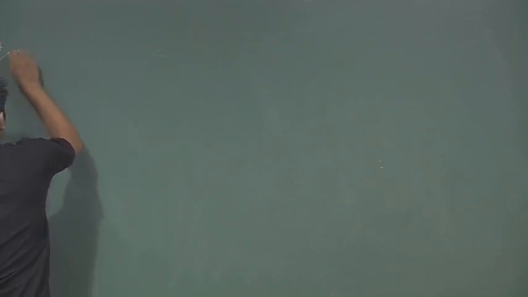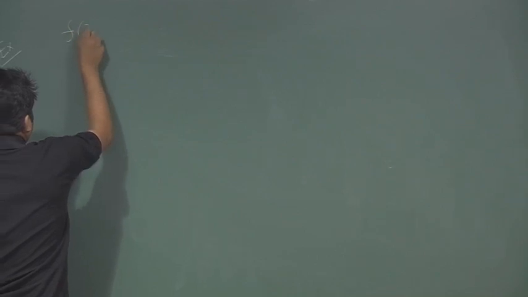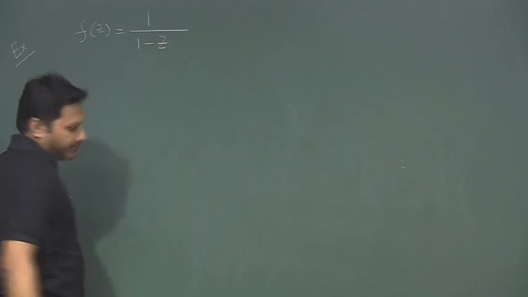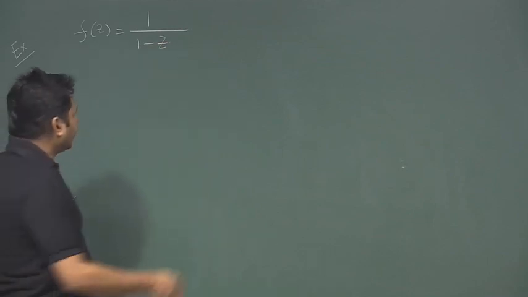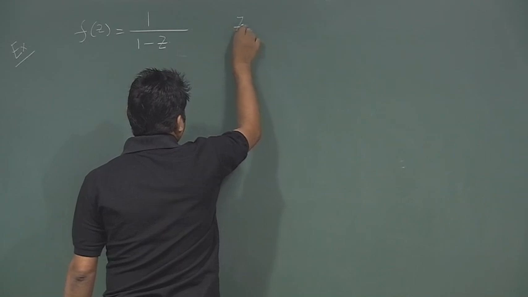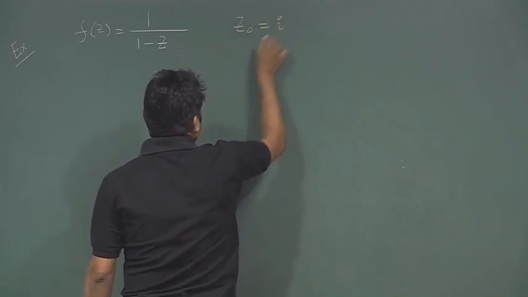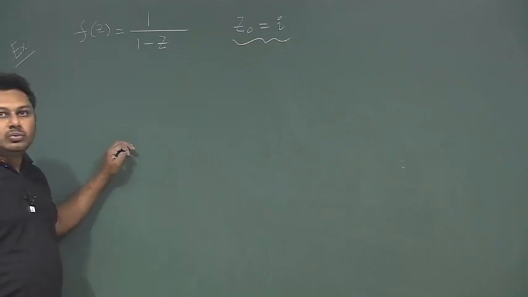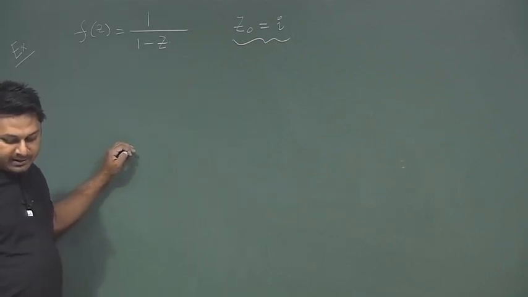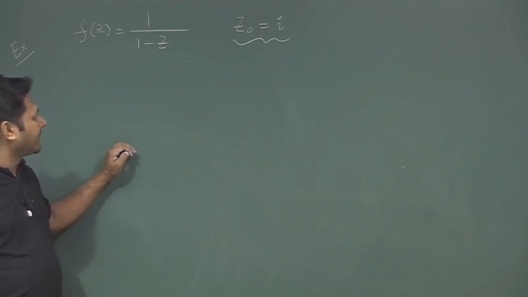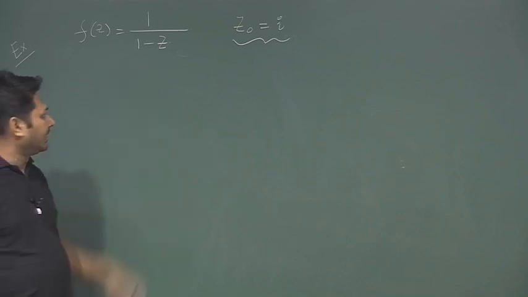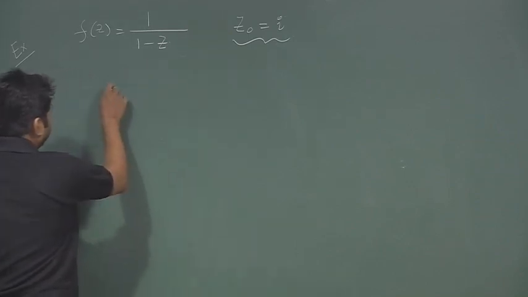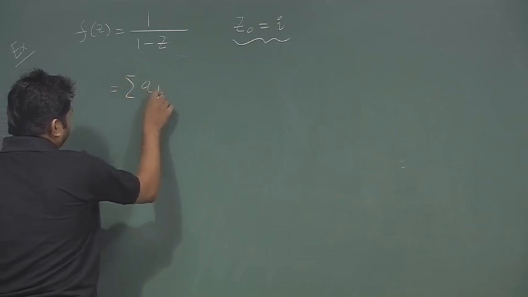So, the example is the function f(z) equals 1 by 1 minus z. Now, the question asked is: please expand this function around the point z0 equal to 1. Around this point I need to expand this function. So, now the process is straightforward. There are two ways you can do that. You can write straightaway this function in this form.